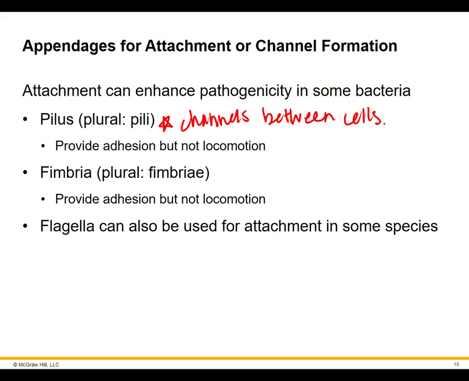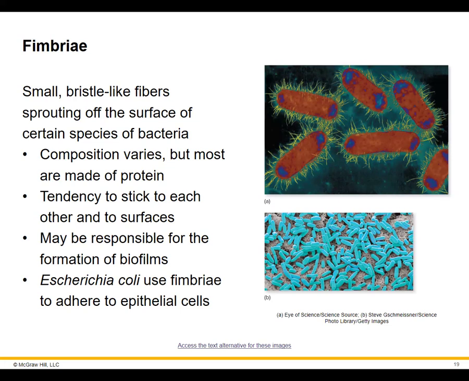But they can also be involved in adhesion. Fimbriae are more common, what we would think of as adhesion type of appendages, if you will. So the fimbriae look like tiny bristle-like things on the surface of the cell, little tiny hairs, not long, snake-like hairs like we saw with the flagella, tiny little ones on the outside. They're mostly made of protein and stick to other surfaces. They can also stick to other cells and help in the creation of biofilms because of the ability to adhere. This is how E. coli will adhere to epithelial cells. This is pretty important, especially if we were talking about the kind of E. coli that can cause urinary tract infections.